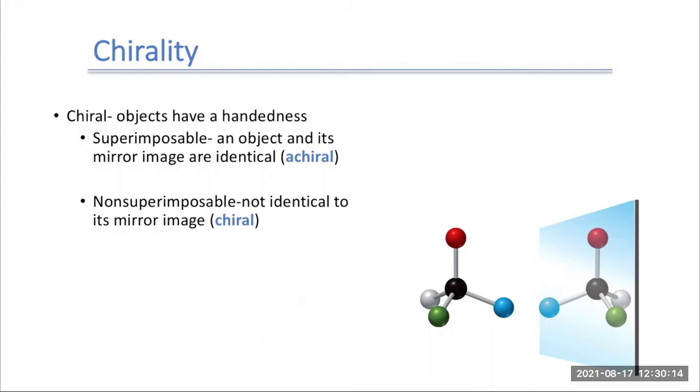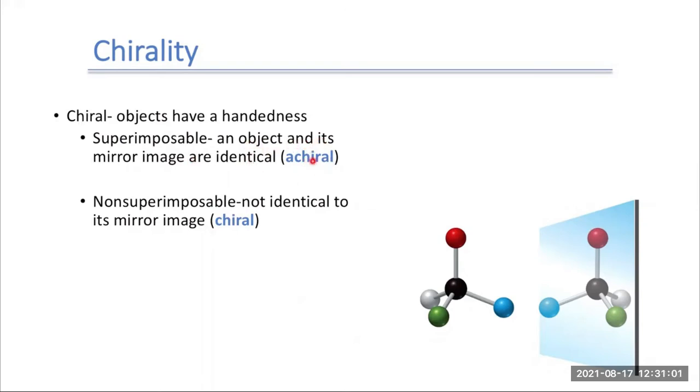And chiral molecules, chiral atoms, are objects that have a handedness. So that means that it's almost like if you look at your two hands, they are different from each other. You can't overlap them. If you hold your two hands next to each other, you can't make them overlap and be identical. Your two hands are what we consider a non-superimposable substance. So that means it's not identical to its mirror image. A superimposable substance is where an object and its mirror image are identical.